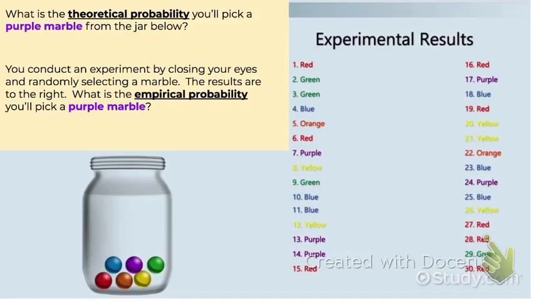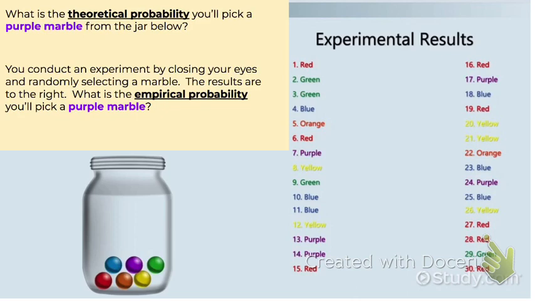In this video, we're going to discuss the difference between theoretical and empirical probability. First, we have this jar here with these six marbles, and we're asked to find the theoretical probability that you'll pick a purple marble from the jar below. Theoretical probability is what should happen.